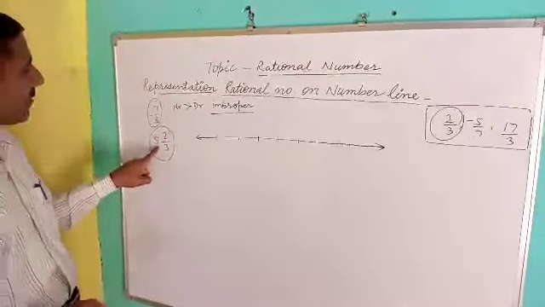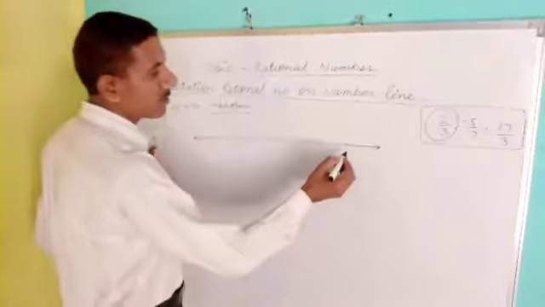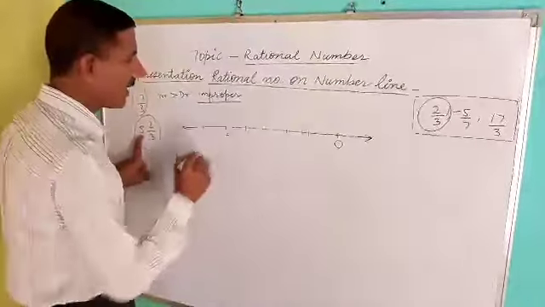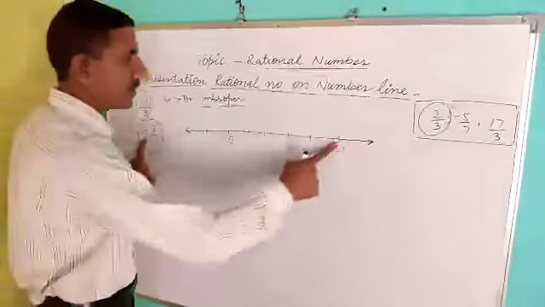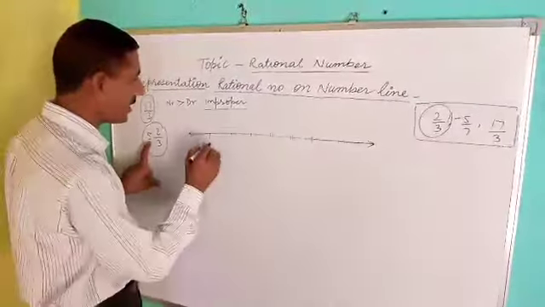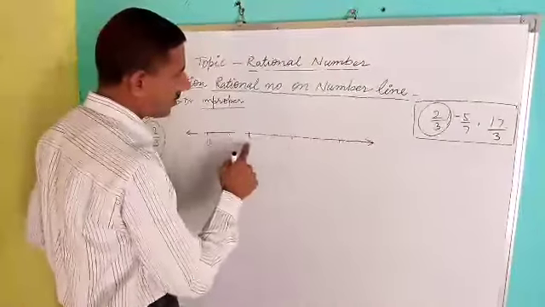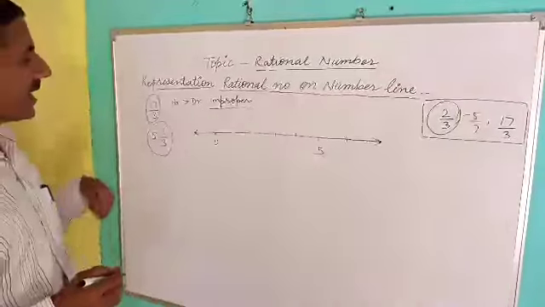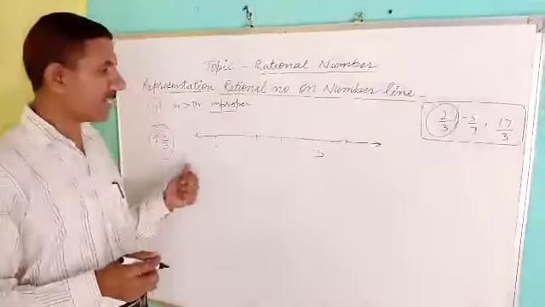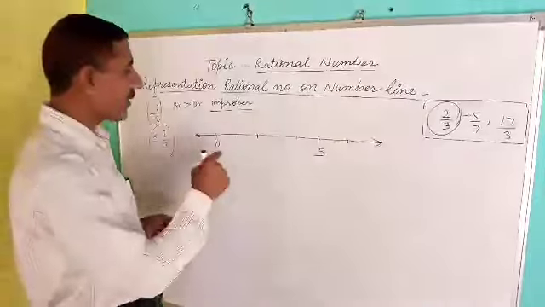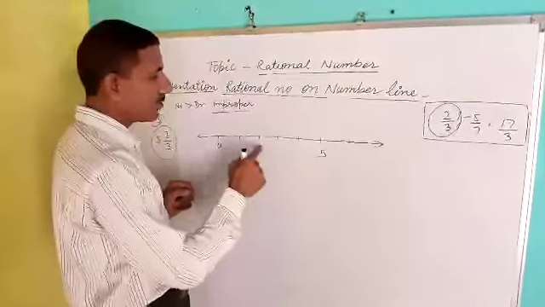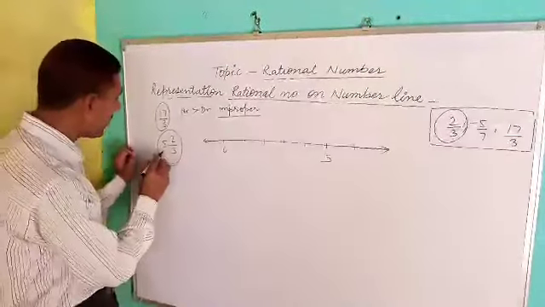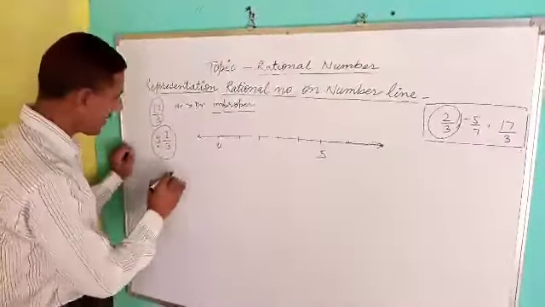In that number, 5 is a whole number, so 0 1 2 3 4 5, 5 here. This is positive, so 0 and 1 2 3 4 5. When the number is positive, then 0 will be taken on the left side and numbers counted from left to right, 1 2 3 4 and 5. Now this number is more than 5 but less than 6.